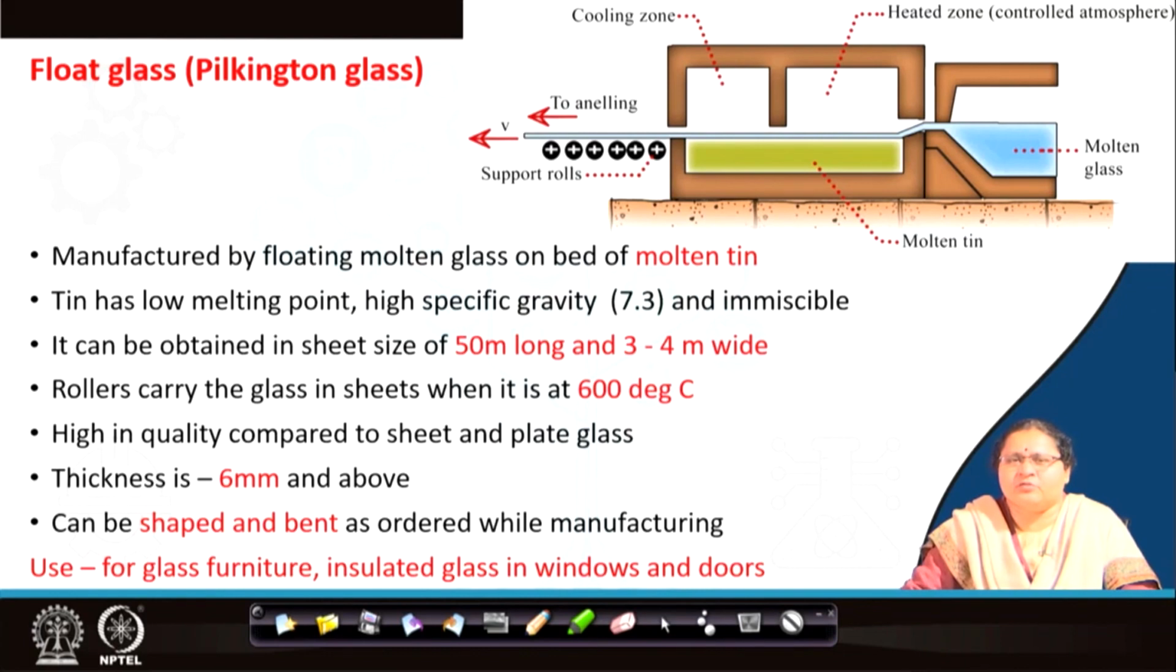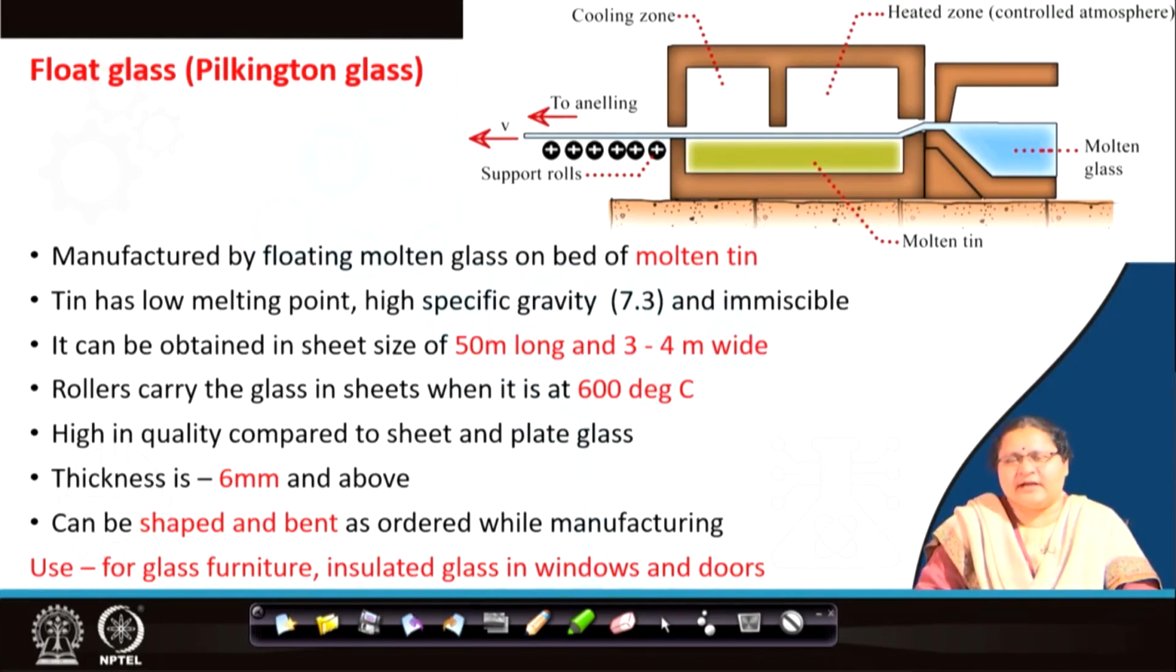They have a slightly higher strength than that of float glass, higher strength than that of plate glass. They can be shaped and bent as ordered when it is being manufactured. So, you can go for glass furniture, insulated glass glazing in windows and doors. This kind of glass can be applied in specific areas like shop shelves, shop tabletops.